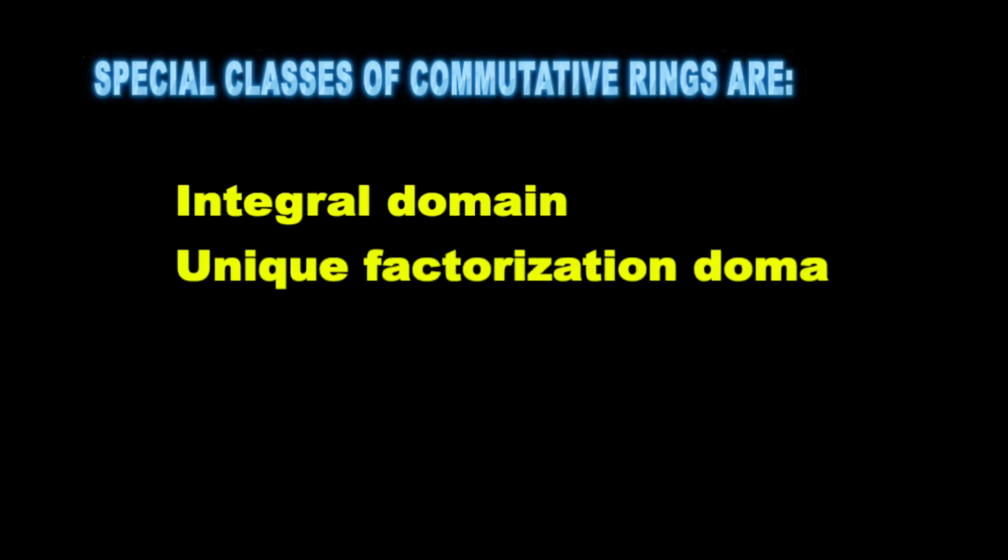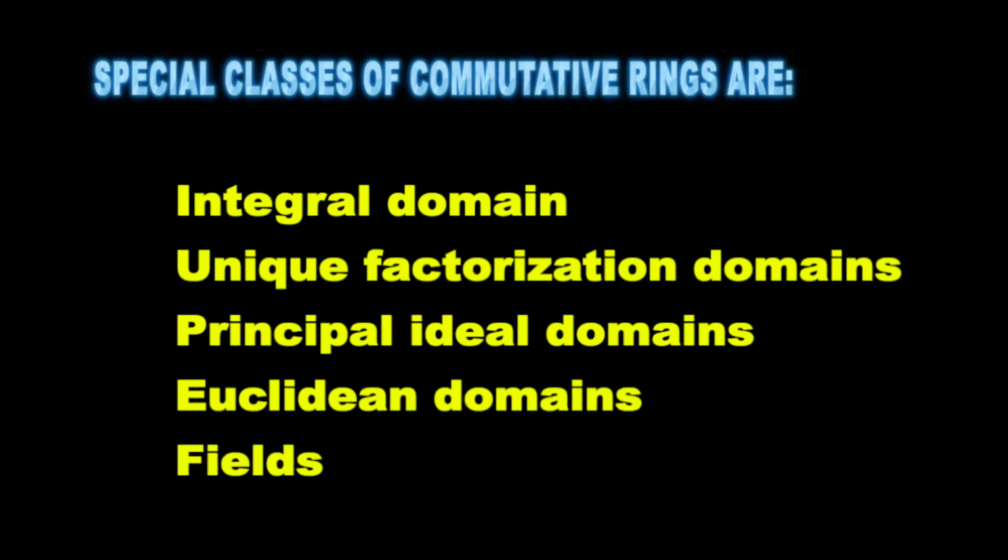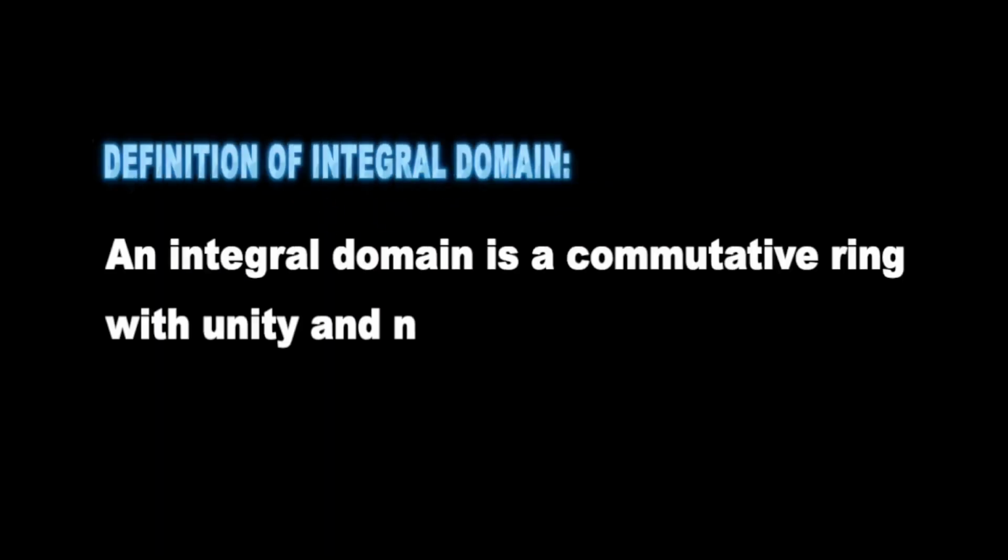Special classes of commutative rings are integral domains, unique factorization domains, principal ideal domains, Euclidean domains and fields. Let us see the definition of an integral domain. An integral domain is a commutative ring with unity and no zero divisors.